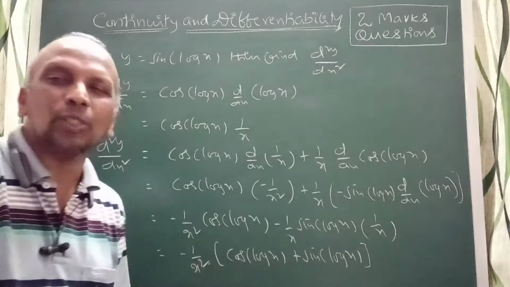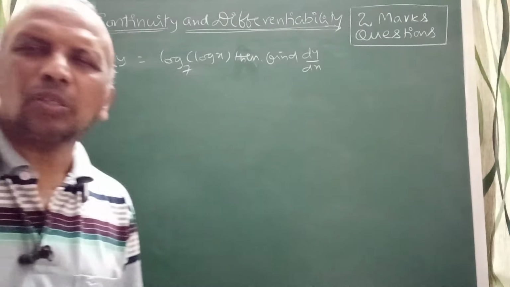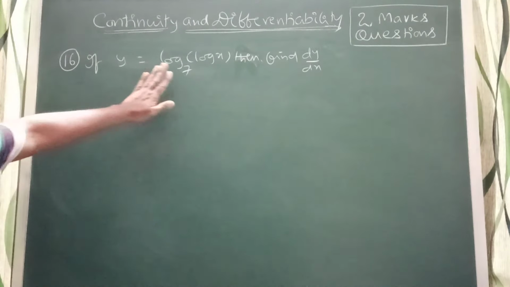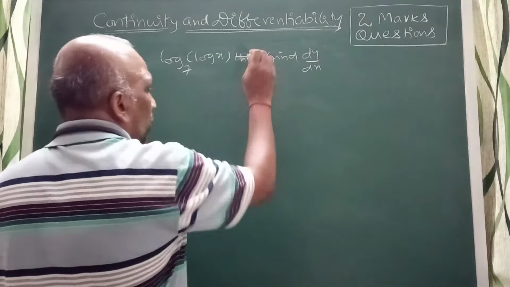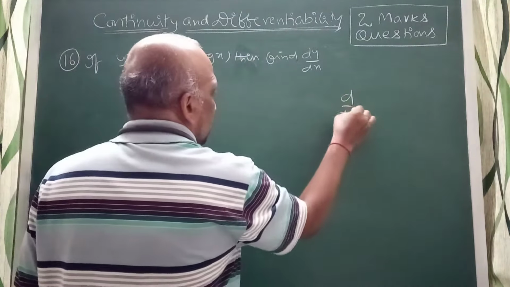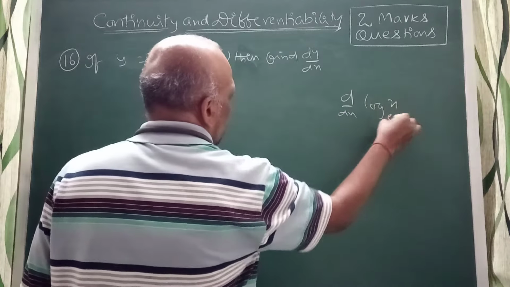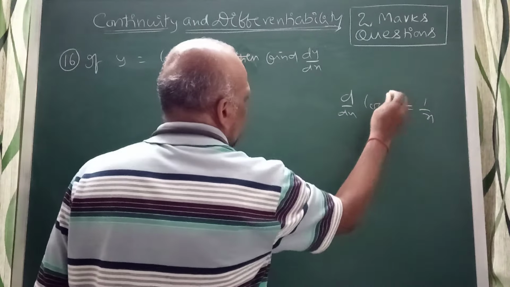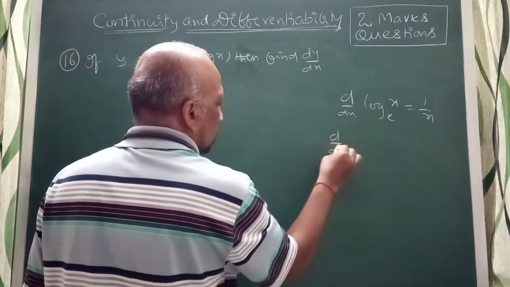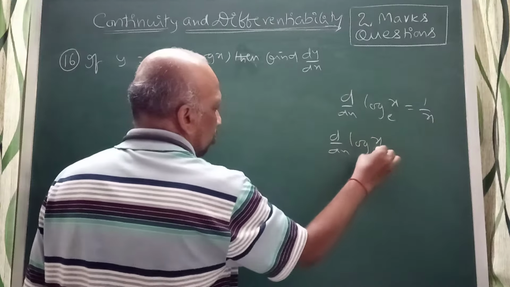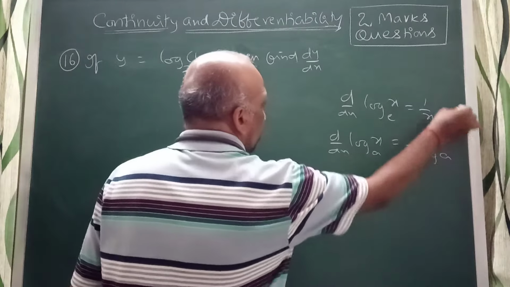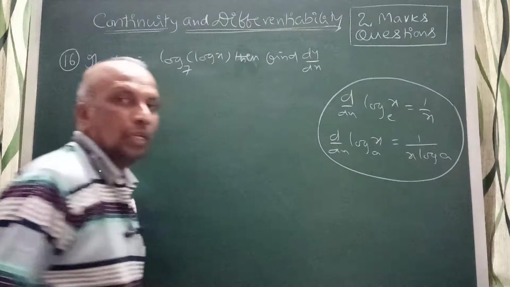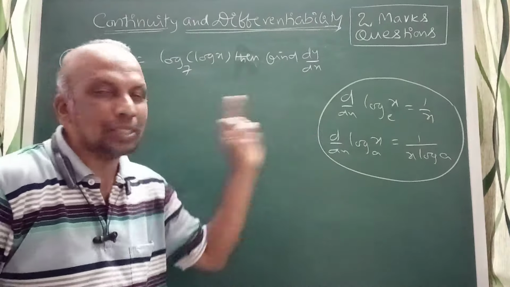Now I will explain the next problem. See, this is also one of the important problems. They are given y equals log of log x base 7, then find dy by dx. So in this we remember that d by dx of log x is 1 by x, and d by dx of log x base a is 1 by x log a. You remember these two. Here the base is 7, which means in the place of a, 7 is there.